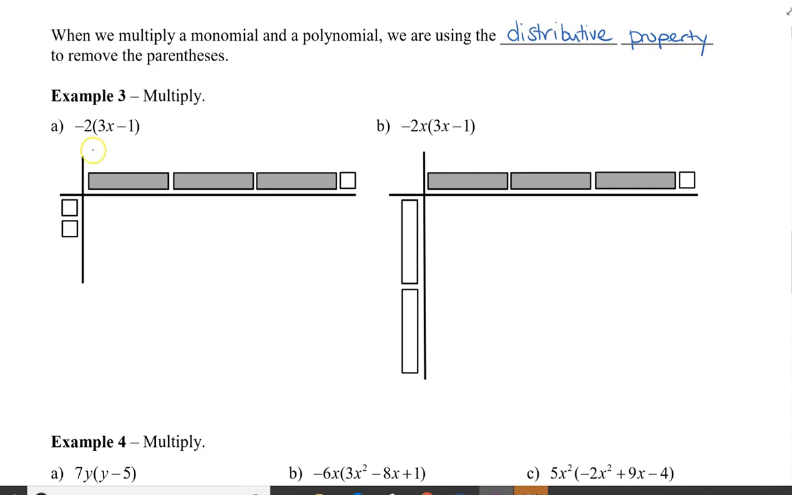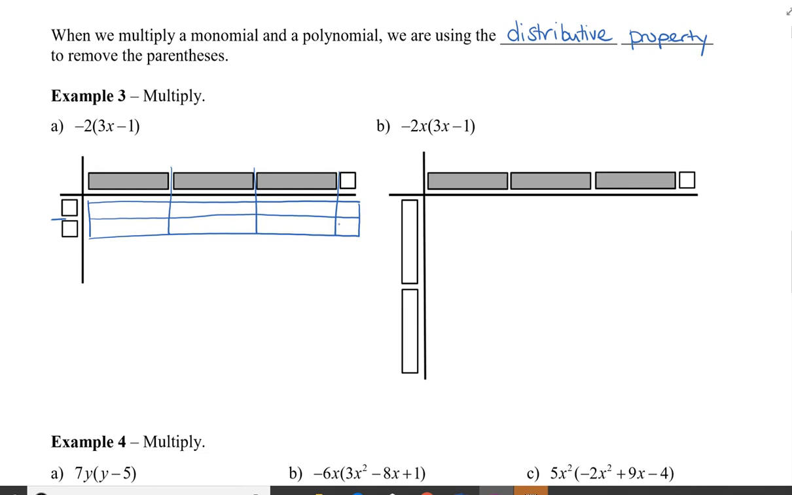So here I have negative 2 times 3x minus 1. So on the left side here I have my negative 2. On the top I have 3 x's and a little negative 1 square to represent the minus 1. So when I multiply this all out, I know that I will get this big rectangle like so that has to fill it all up. And then using the 1s as my guide, I know that here I'm going to cut this in half this way. And then using my Algebra Tiles this way, I'm going to cut it going down. So this would cut here, here, and then over here.